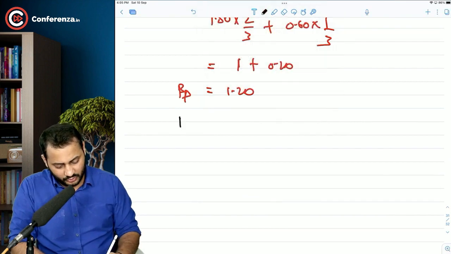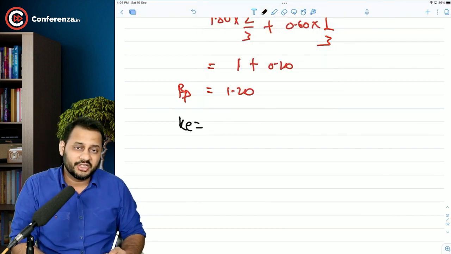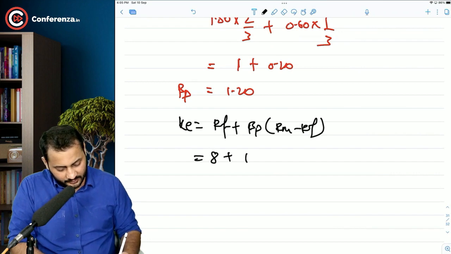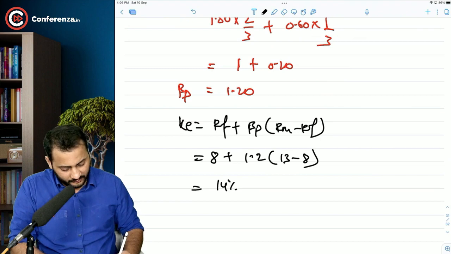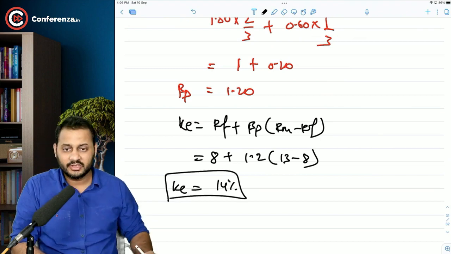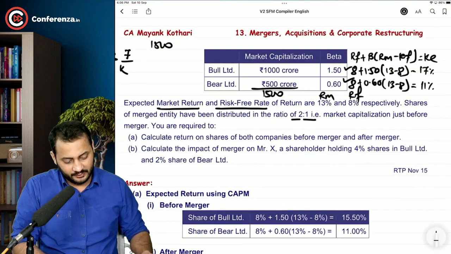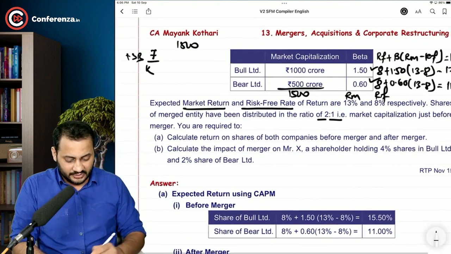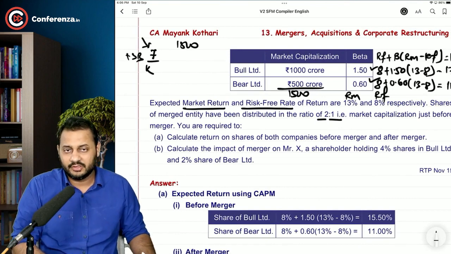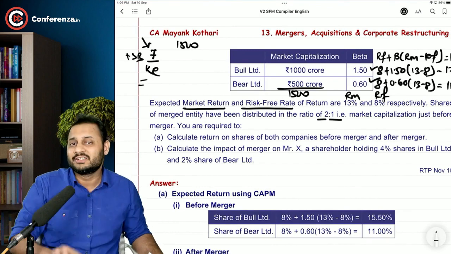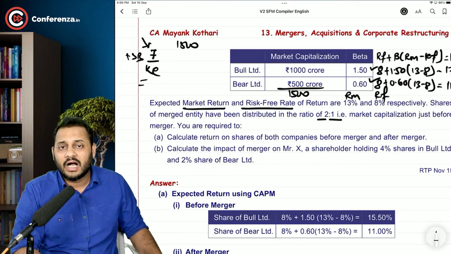Can we calculate the cost of equity of the merged entity? Yes, sir. Risk-free rate plus portfolio beta in bracket market rate minus risk-free rate. That's 8 plus 1.2 into 13 minus 8. That's 14%. So 14% is the cost of equity of the merged entity. Am I right? Acha. This 7 crore is the synergy benefit. It will be divided by the cost of equity to calculate the present value of all the synergies that we are going to receive after the merger.